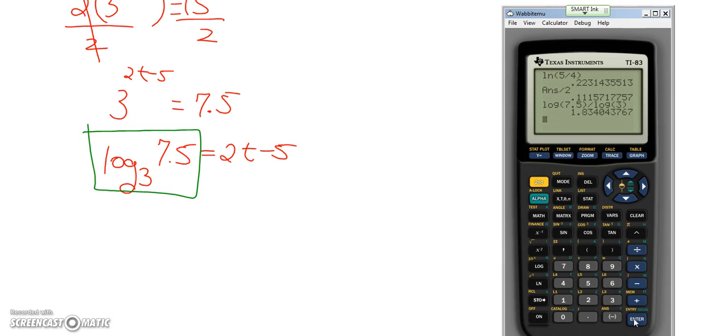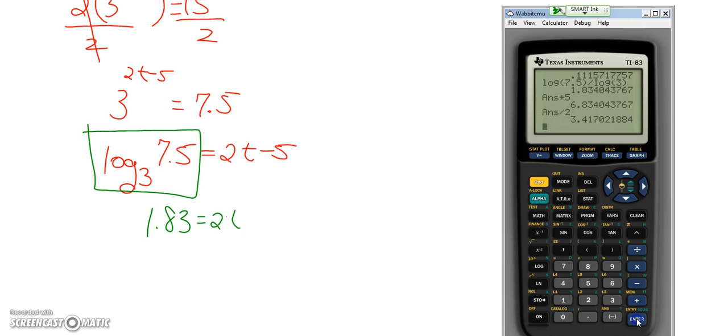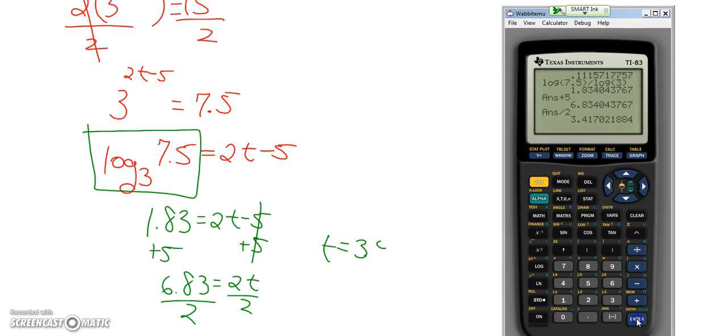Now to solve for t, all I have to do is add 5 and divide by 2. Solving for t, add 5, enter, divide by 2, enter. So 3.41 would be my answer. I can do it mostly on a calculator. If you want the exact work, 1.83 equals 2t minus 5. Add 5, add 5. Now I'm obviously rounding. 6.83 equals 2t. Divide by 2, divide by 2. And that's how you're getting that answer in the calculator. t equals 3.42 if you want to round correctly.